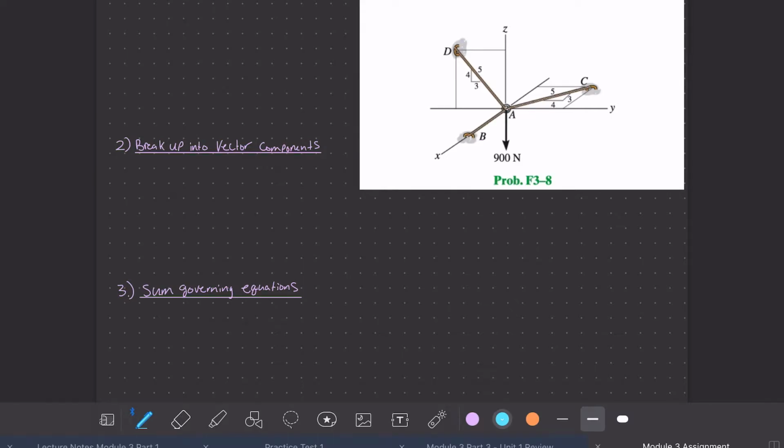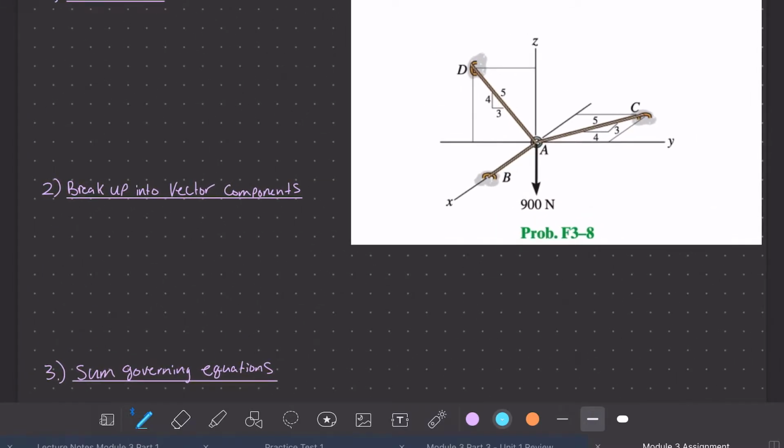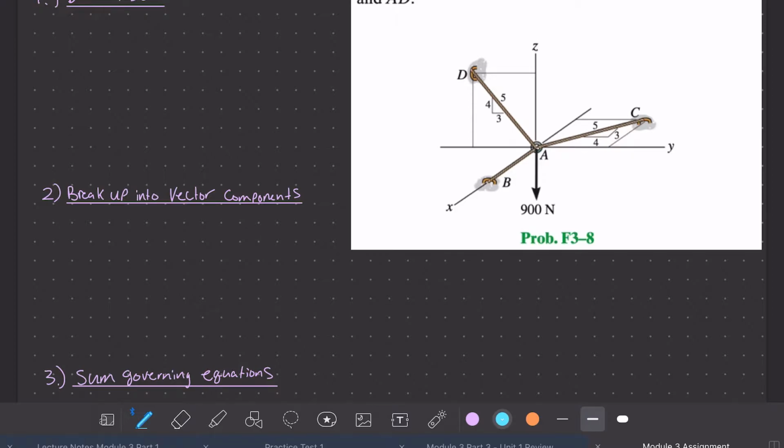In this problem, we're asked to find the tension in the three different cables pulling away from the center point at A. So to start, we will begin by drawing a free body diagram of ring A, starting with the ring.